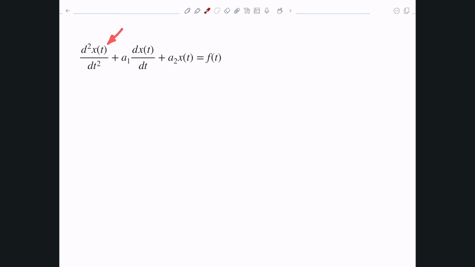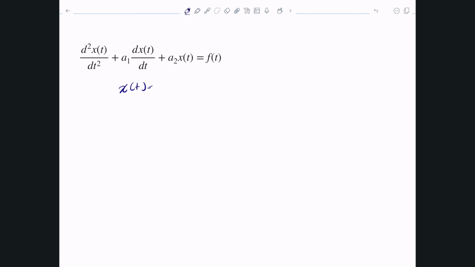What you see is the second derivative of some function, then the first derivative of the function, and then the function itself equals what we call a forcing function. I've written it in such a way that the coefficient for the second-order derivative is just 1, and the rest of them will be a1 and a2. And math tells us that a solution for this has two forms.